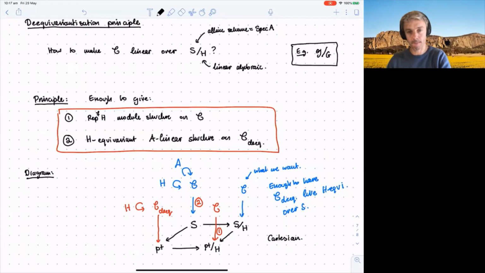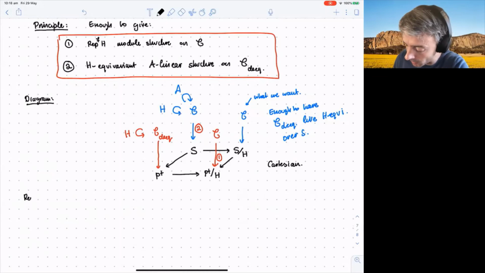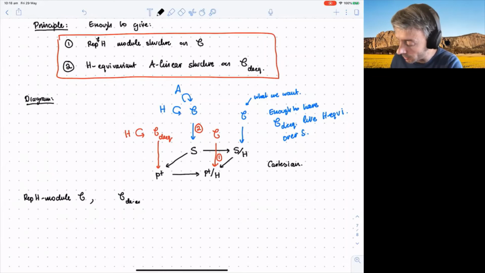So in practice, we can simplify this a little bit at the expense of comprehensibility. We can make much more concrete the data that we need to give, but it's much less clear why we're giving this data. And I just want to do that briefly. So we have our Rep H module C. And remember that C de-equivariantized is the same thing as O_H modules.